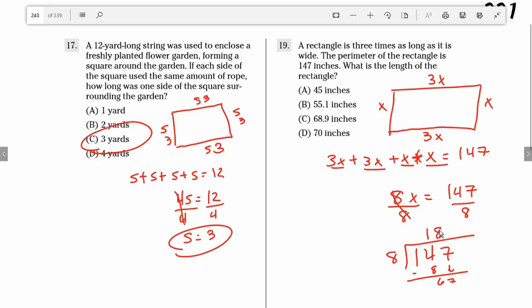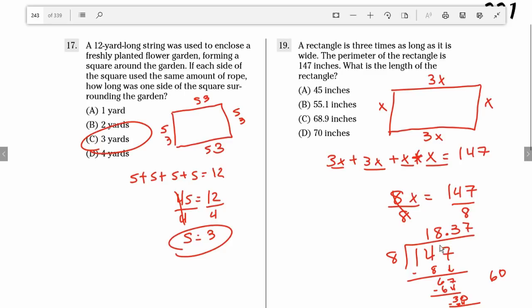It does 8 times. 8 times 8, of course, is 64. Subtract. 67 minus 64 is 3. Does 8 go into 3? It doesn't. We have to add a 0. Add a decimal when we add a 0. 8 goes into 30 3 times. 8 times 3, of course, is 24. 30 minus 24 is 6. Okay. Add a 0. Does 8 go into 60? Let's think about that. It does 7 times.